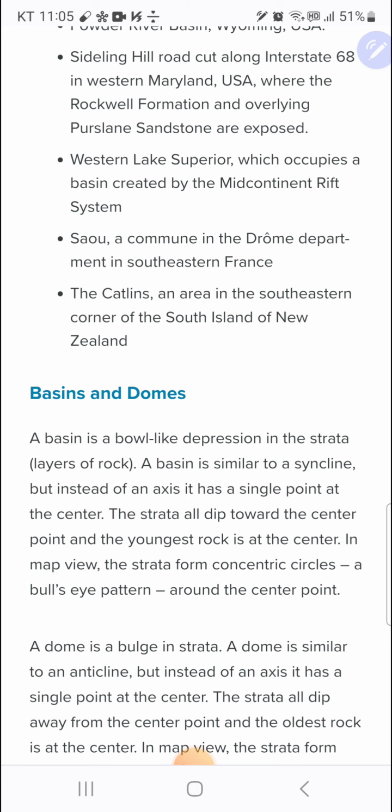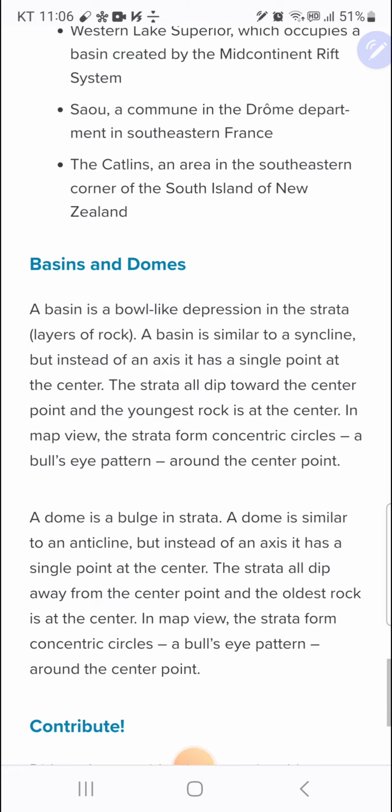Western Lake Superior, which occupies a basin created by the Midcontinent Rift System. Saou, a commune in the Drôme department in southeastern France. The Catlins, an area in the southeastern corner of the South Island of New Zealand.